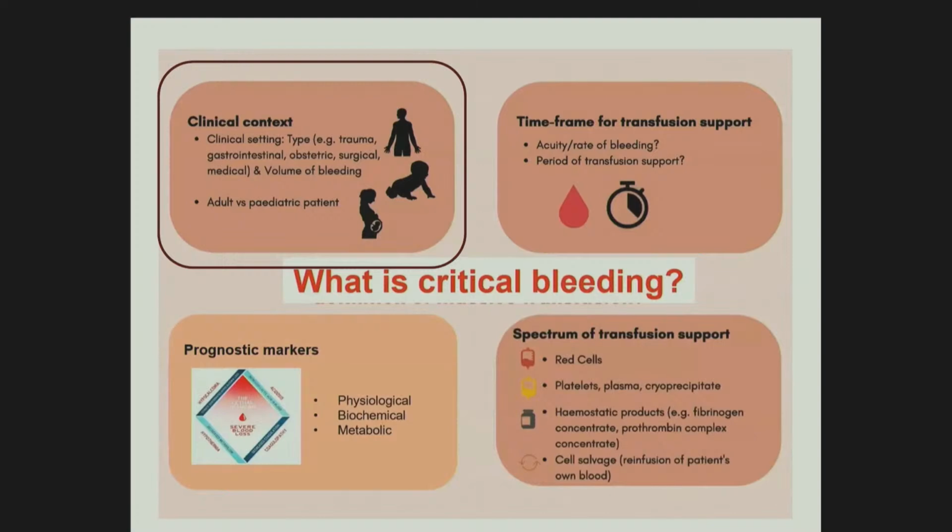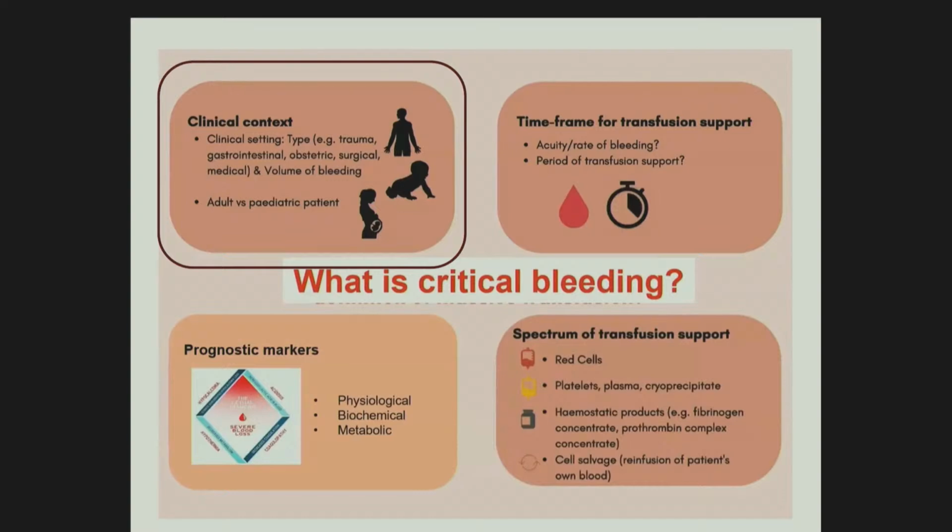So we can look at a critically bleeding or massively bleeding patient under four separate areas. First, the clinical context of the bleeding: what is the reason for the bleeding? Is it trauma? Is it an obstetric bleed? Is it a GI bleed? Second, prognostic markers, like temperature, blood pressure, acidosis, etc.